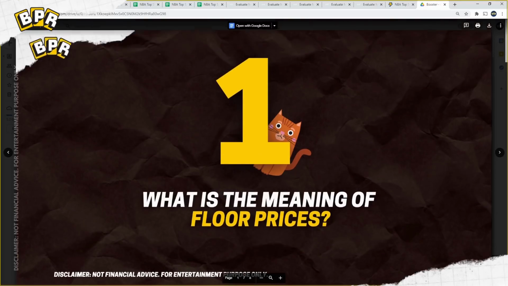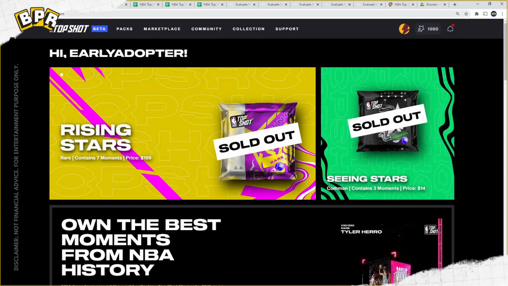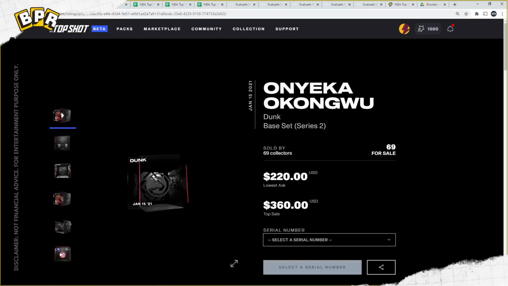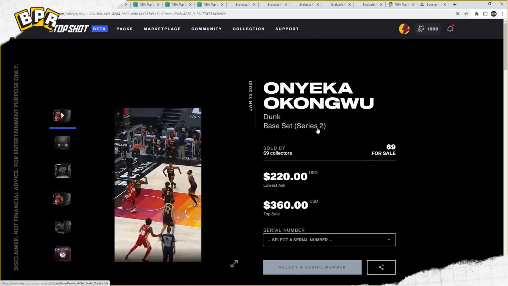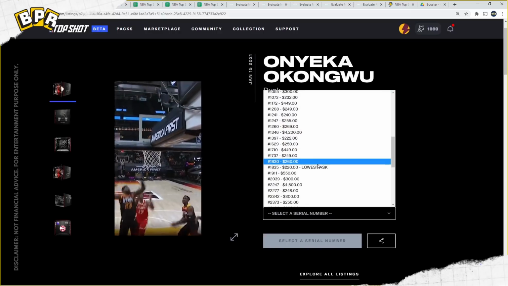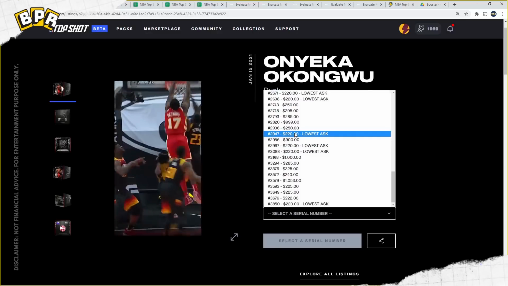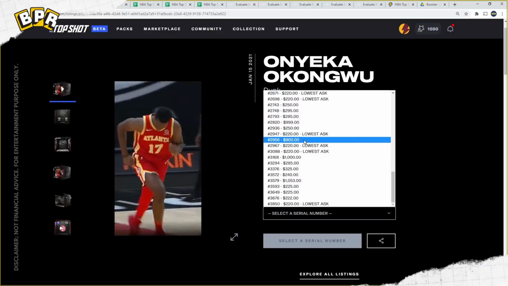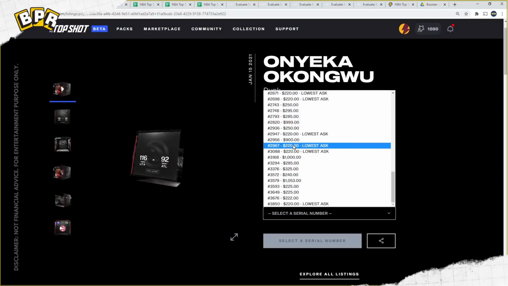Alright, so slide number 1. What is the meaning of floor prices? The meaning is really self-explanatory. It's basically the bottom, lowest ask price in the marketplace. Let's use Onyenka as an example, he's a rookie. If you look at the listings, you can see that there's a lowest ask price here at 220, and then you have a lot more listings here. So these are basically the floor prices. It's what dictates the lowest ask in the listing.